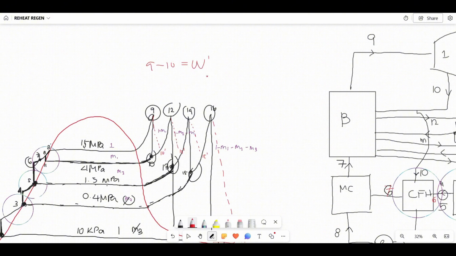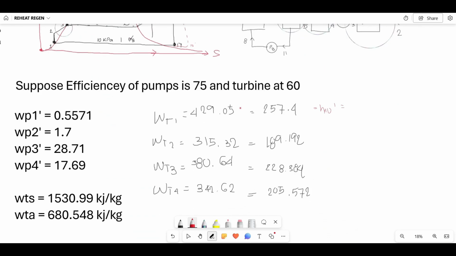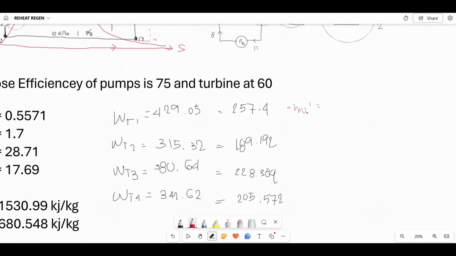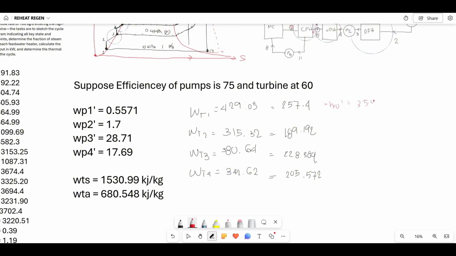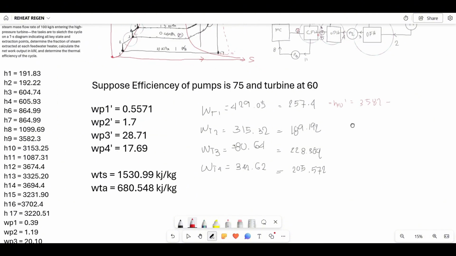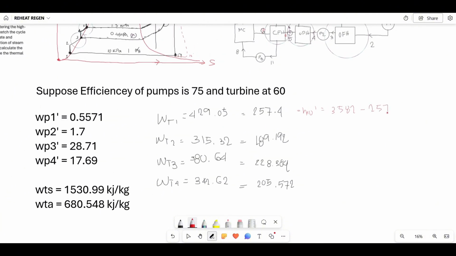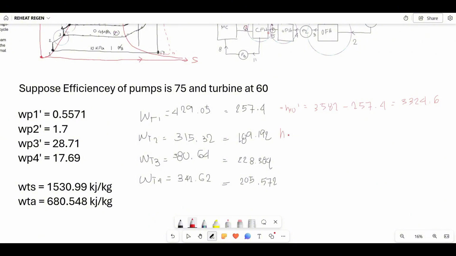But now we have the work, therefore we need to find 10. So 10 would be moved: 9 minus work is equal to 10. So H10 prime is equal to, what's H9? 3582 minus work, so minus 257.4. So 3582 minus 257.4 yields us a lower number of 3324.6.